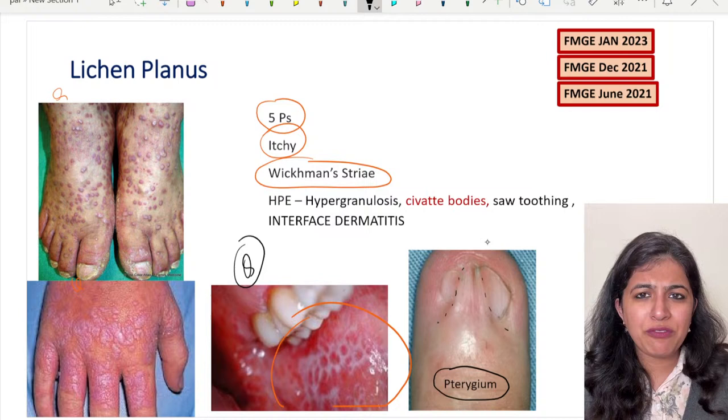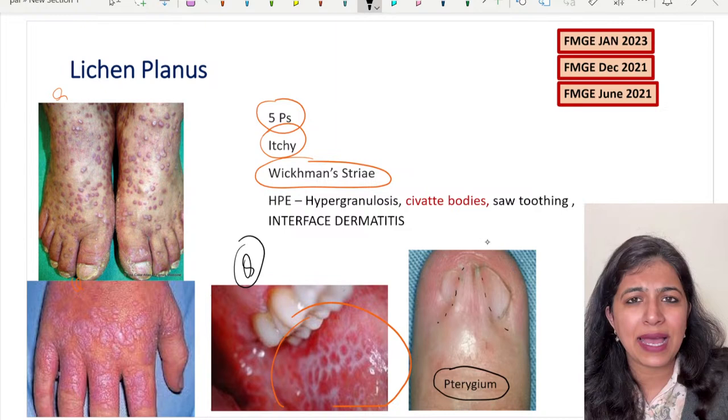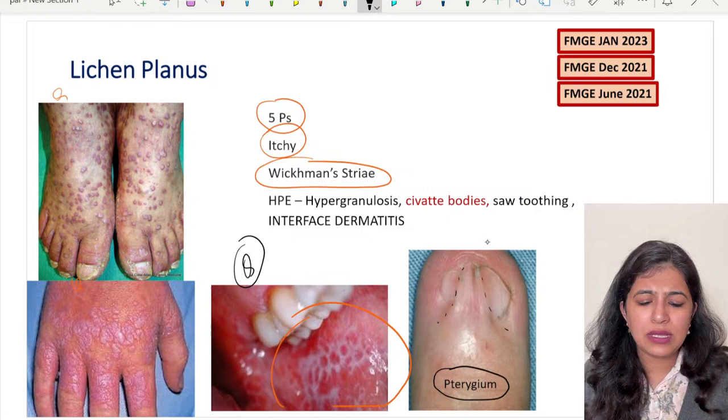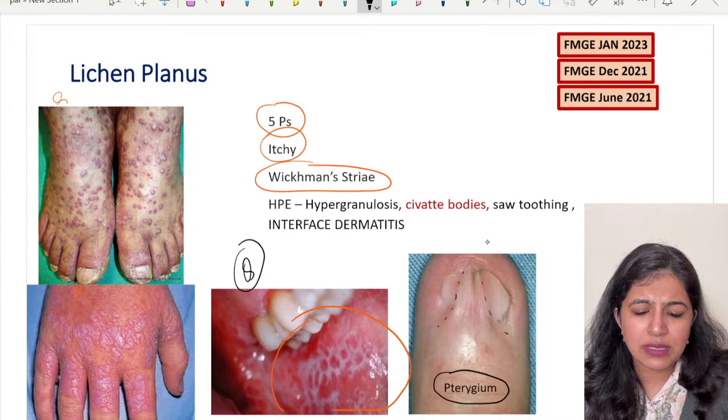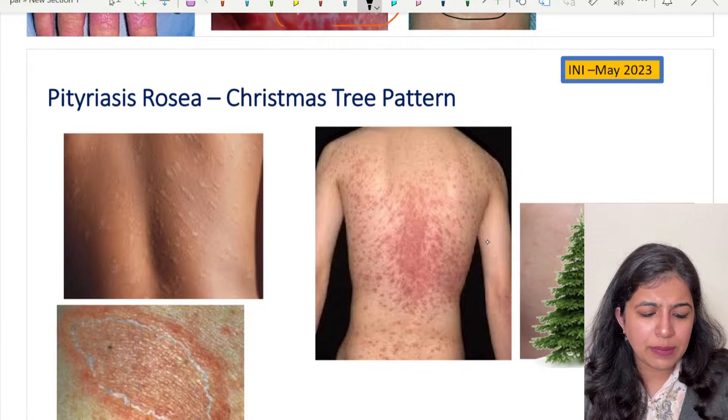When LP affects the hair, which is called lichen planopilaris, that is also a cause of scarring alopecia. So scarring in the nail, scarring in the hair, this is lichen planus. Very, very, very important. Then they have also asked the histopath in the 2021 exam. Remember, civatte bodies and sawtoothing of the rete ridges are seen in lichen planus.